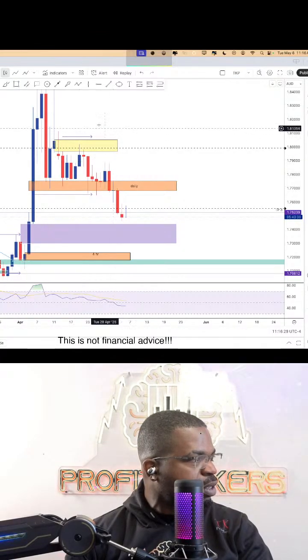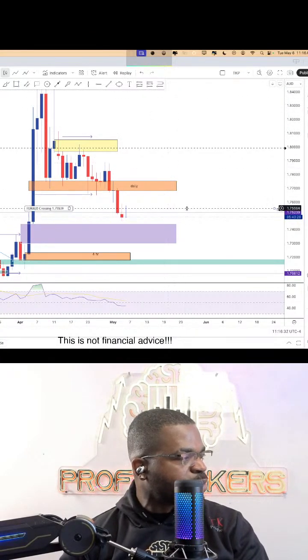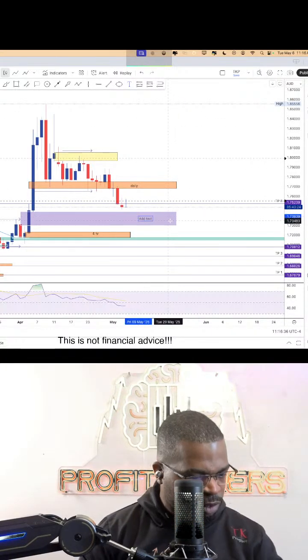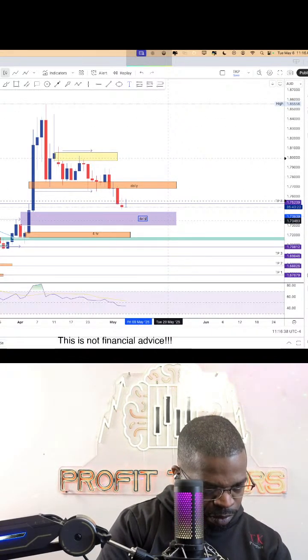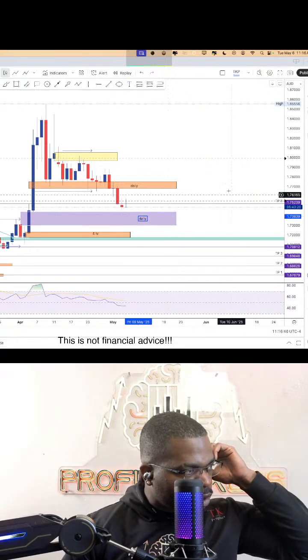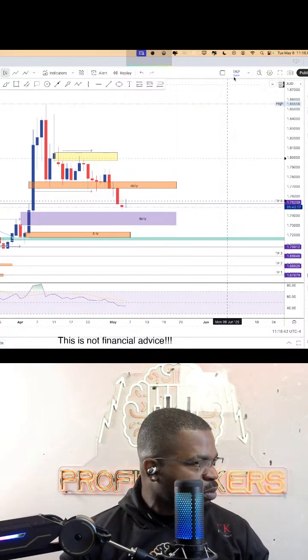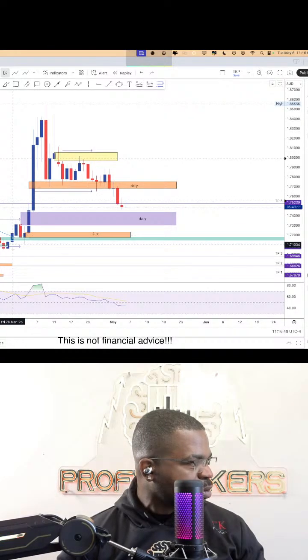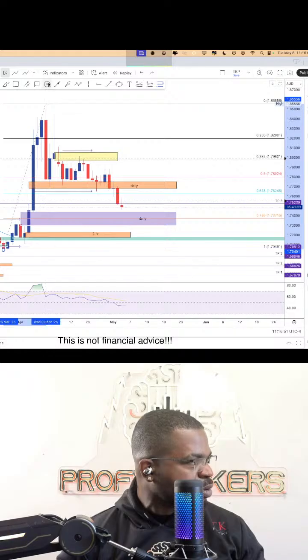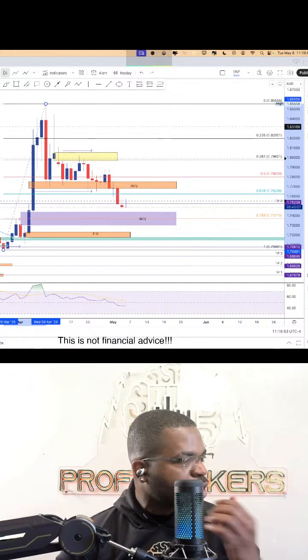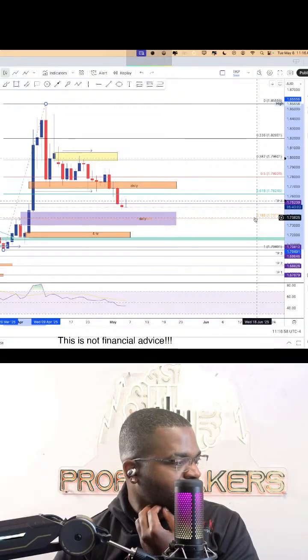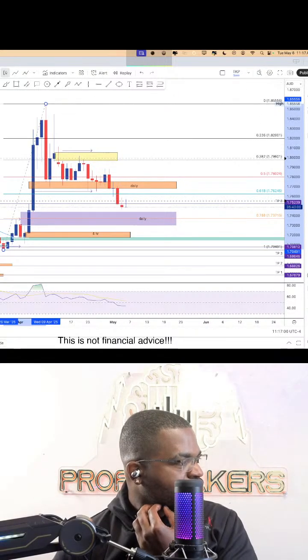Let's see if we hit that gap or fill at least 50% of it. All right, cool. The 50% of that gap lines up with the 786 on the fib, so that's pretty nice.